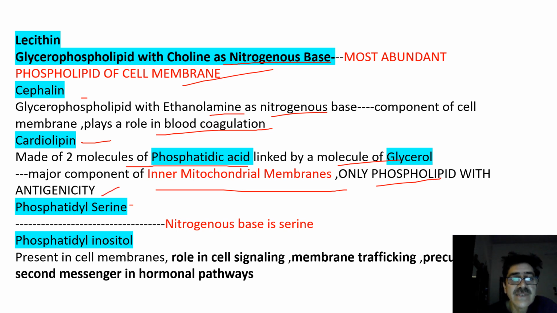Similarly, phosphatidylserine means the nitrogenous base is serine. Phosphatidylinositol means it is not a nitrogen containing compound. It is present in the cell membrane, with a role in cell signaling, membrane trafficking, and as a second messenger in hormonal pathways.